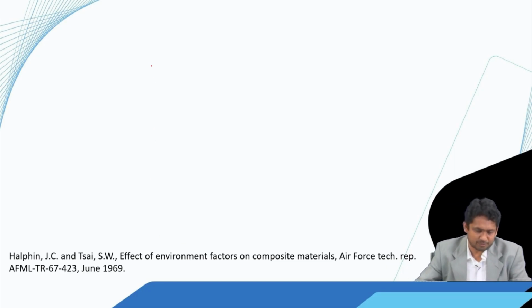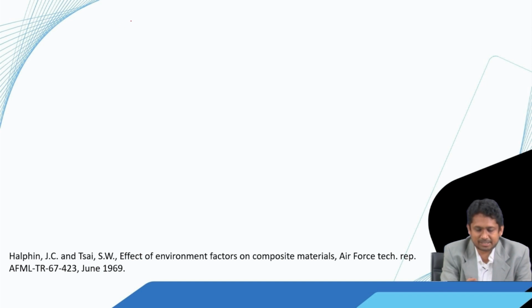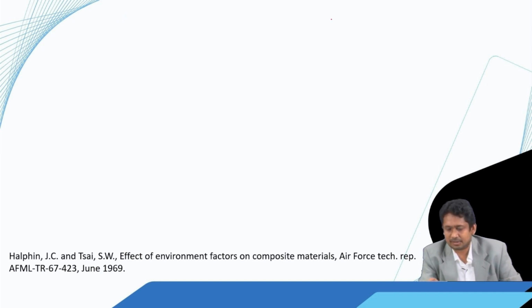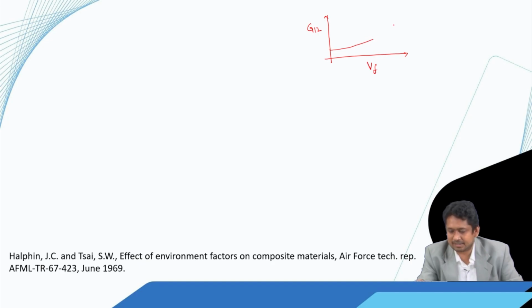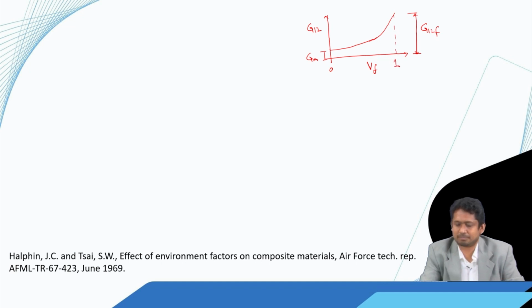Now, if we again want to draw the same diagram showing the variation of our desired quantity G12 with fiber volume fraction, we again get a similarly looking diagram. The relations are same. So, we have Gm here and we have G12f here, and this is 0 and this is 1.